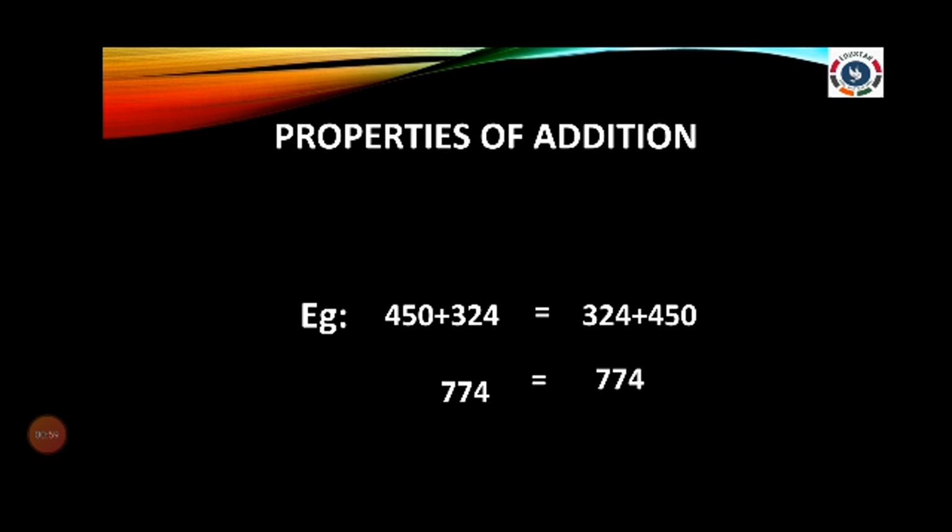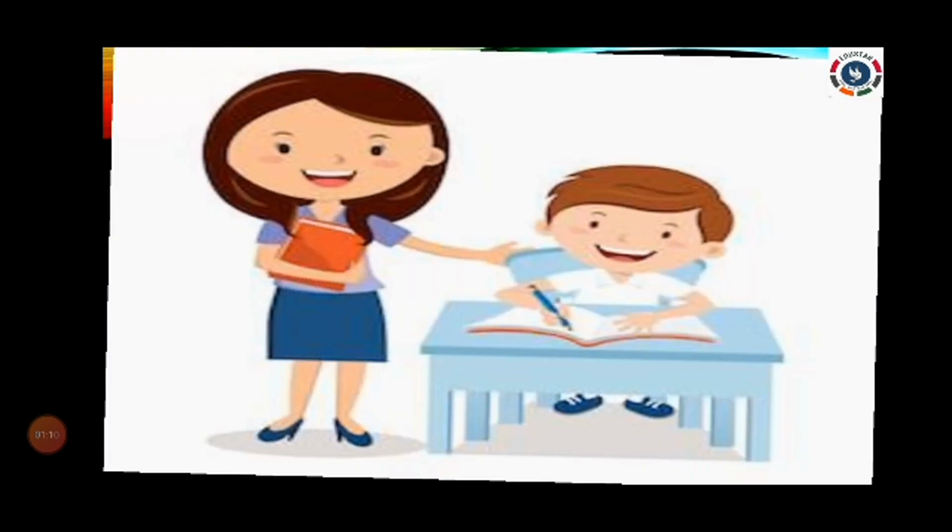Now you tell me, this example comes under which property? Only 2 values are being added. Very good, commutative property. Good, commutative property. Next example.